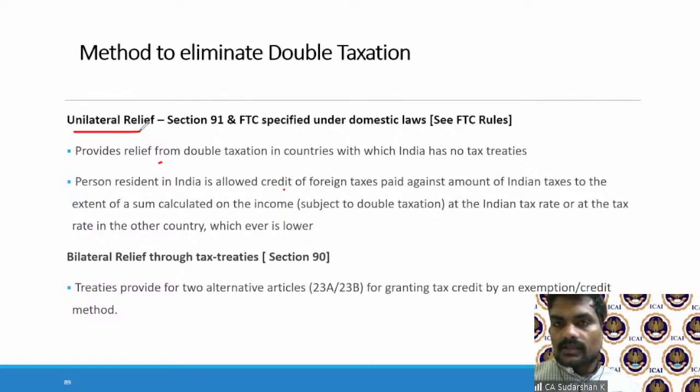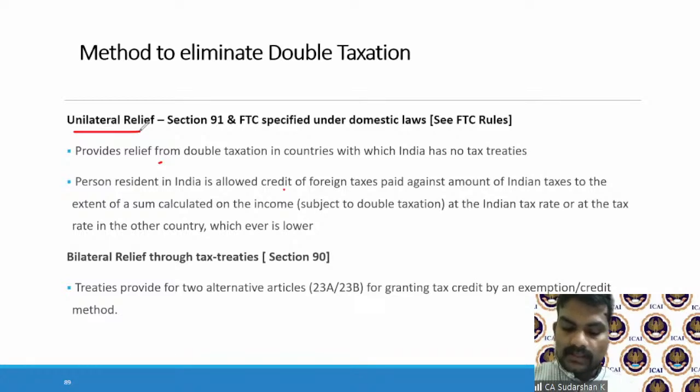Now, this is unilateral. Why I say unilateral is, the bilateral is the treaty between the two countries, which will tell you how to go about giving tax credit. Normally, what happens is they will give a credit. Sometimes, some tax treaties which India has entered into give an exemption. Now, what do you mean by exemption? Exemption means the foreign income need not be included in India tax.